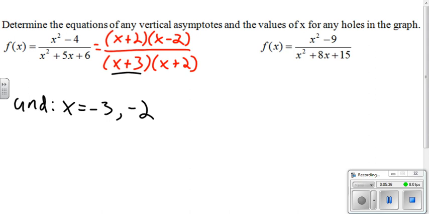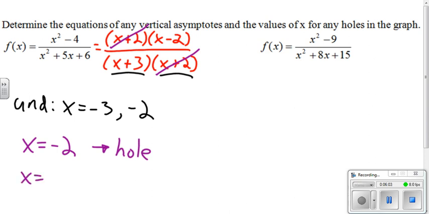So we plug negative 3 in here, that would be 0. Negative 2 in here, that would also be 0. But x plus 2 and x plus 2 can cross out. So we would say that the x equals negative 2 is actually, in this case, going to be a hole. And that the x equals negative 3 isn't a hole, it's an asymptote.